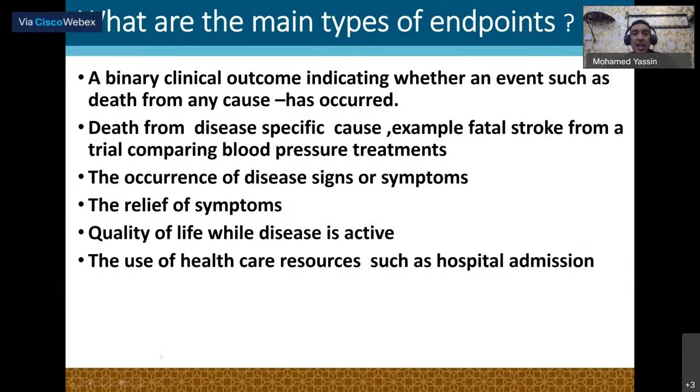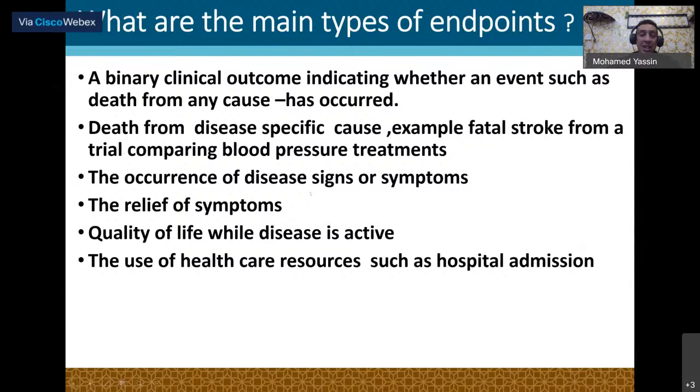Then we have different types of endpoints. The most commonly, which people know, maybe, is death from disease cause. This is the most common which we use. But we also use the occurrence of disease signs or symptoms, because in some diseases the aim of the treatment is just to control the symptoms and signs. The aim is not to cure. Some kinds of diseases are not curable. So we are just talking about the control of symptoms, and this is in a palliative setting.